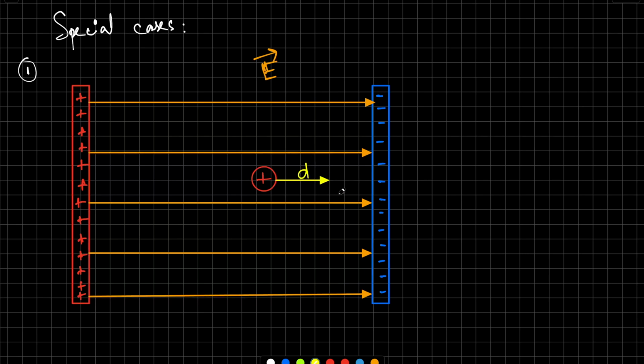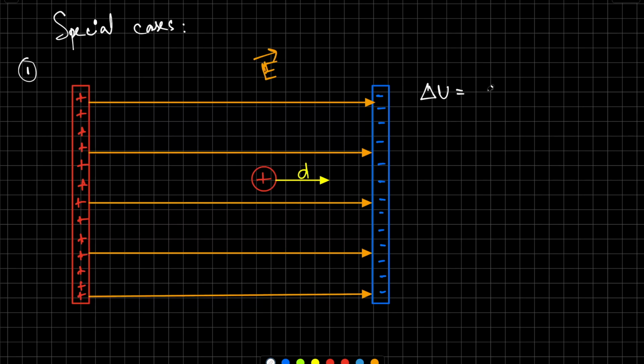Displacement is towards the right. Electric field is towards the right because on the left side we have the positively charged plate, and on the right side we have the negatively charged plate. The electric field vector will be from positive charge to negative charge, so the direction of the electric field is towards the right, and the charge is also moving towards the right. So let's find the change in potential energy, delta U.